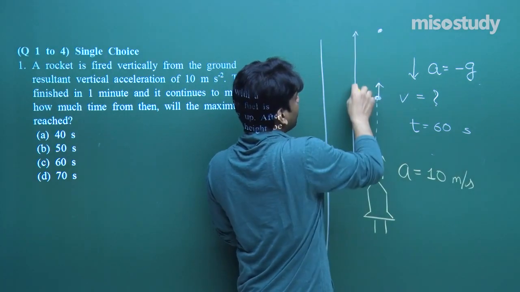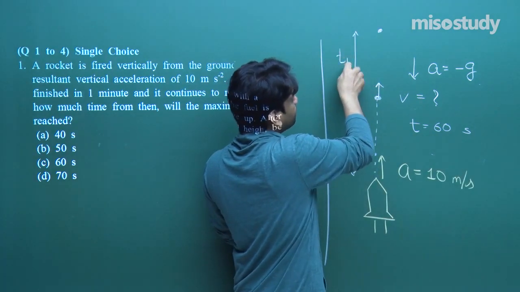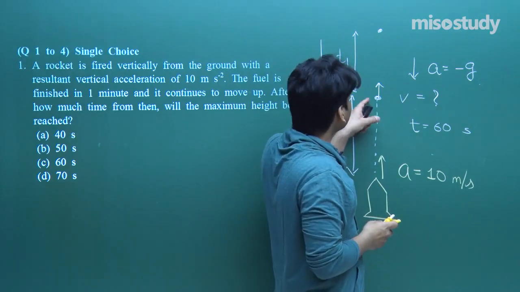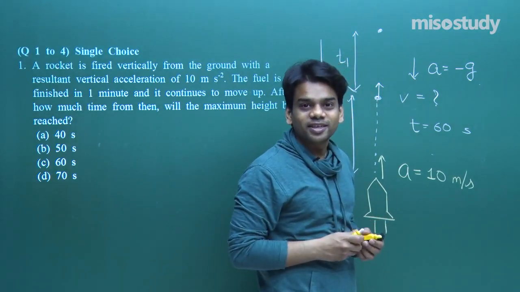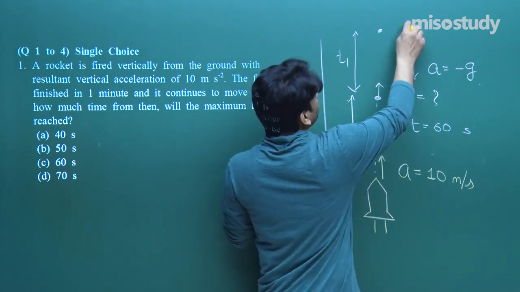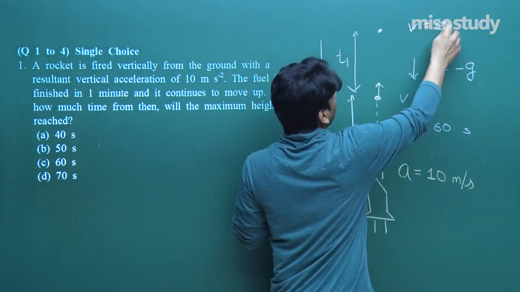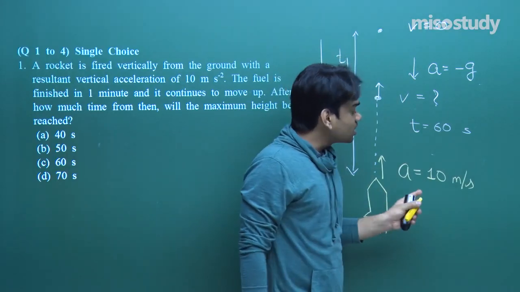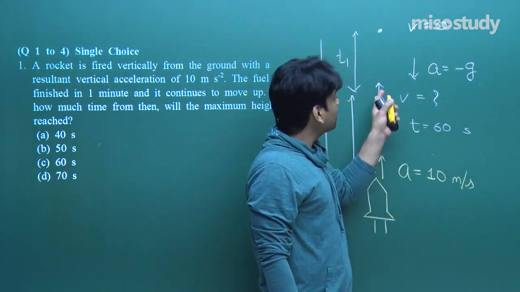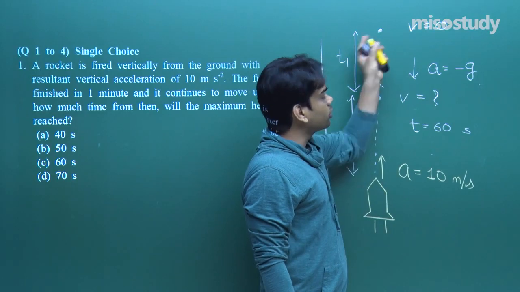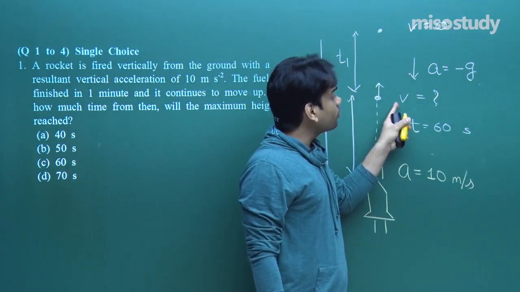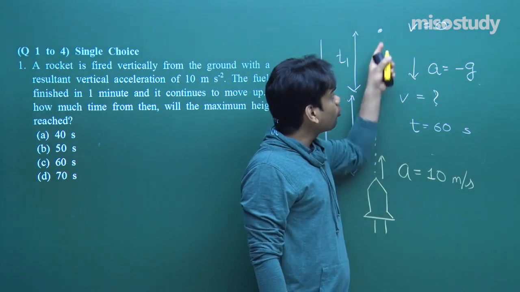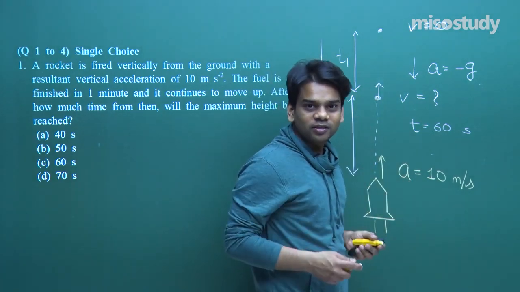Let me say this time is t1. It will travel for some time t1 and we have to find out this time t1 so that the maximum height is attained. Here the velocity will be 0. For maximum height the velocity is 0. I believe you can clearly see up to this top end. Now let's see the time taken from this point to this point. If we find the velocity at this point, then using the equation of motion, we can find out what time it takes to make the velocity 0.